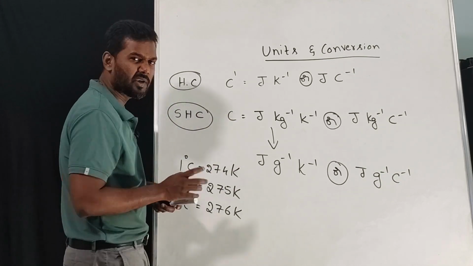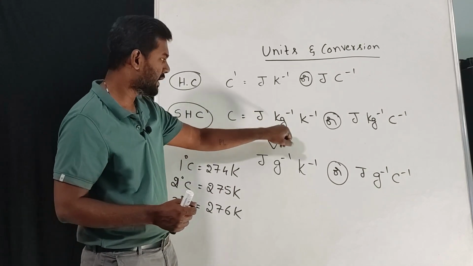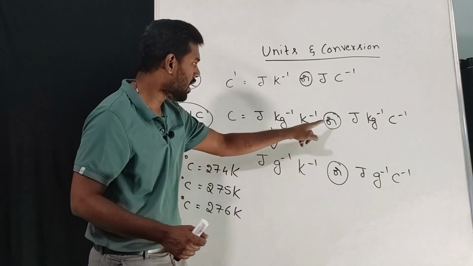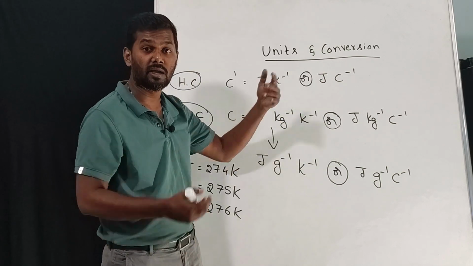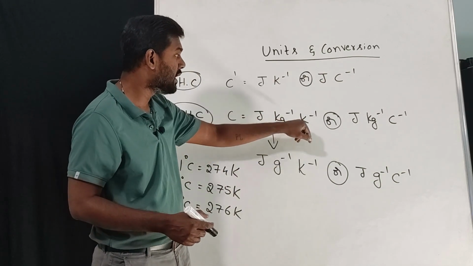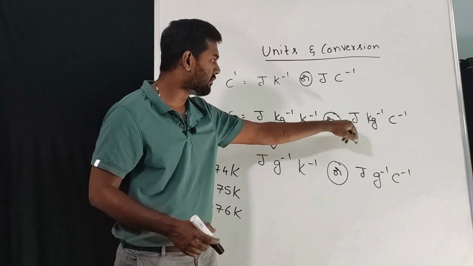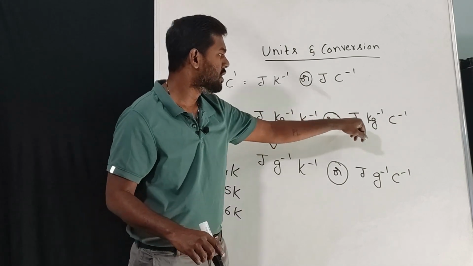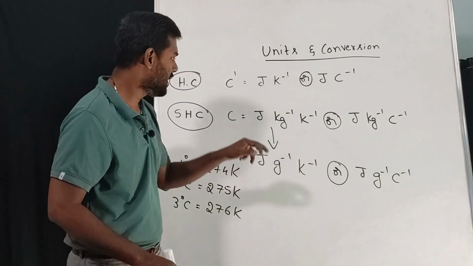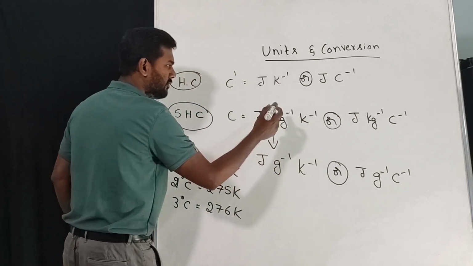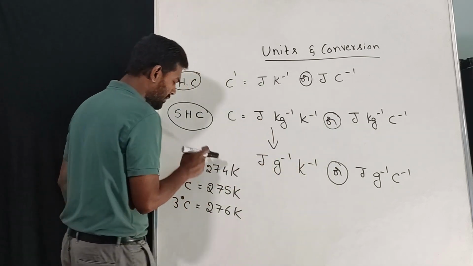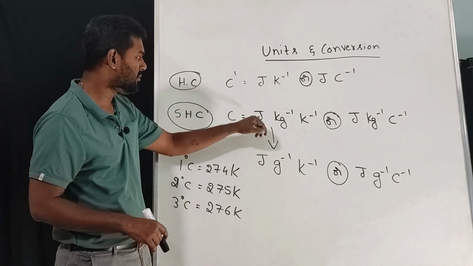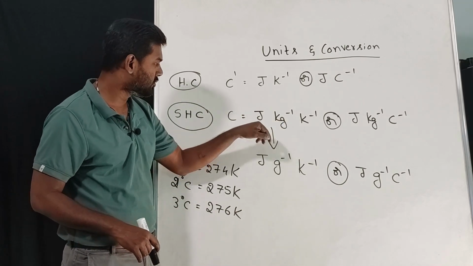Now the unit of specific heat capacity is joules per kg per Kelvin. Kelvin is not equal to Celsius, but this unit is equal to this one. Both are the same. Joules per kg per Kelvin is equal to joules per kg per centigrade. You got to know the reason, right? Why we are telling both are equal? Because of this reason.